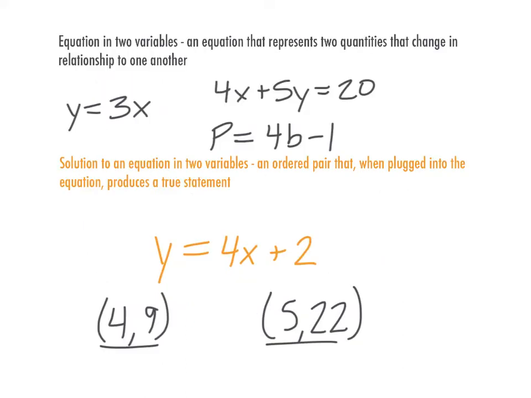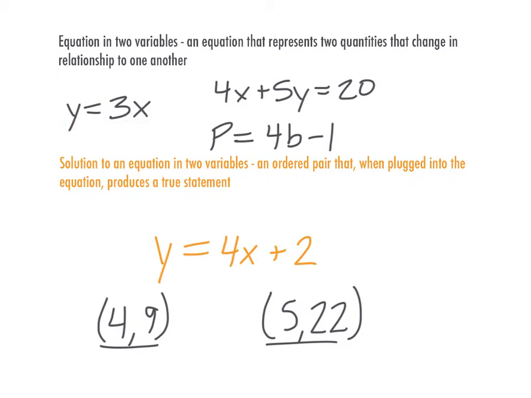Alright, so what is an equation in two variables? Well, it's just an equation that represents two different quantities that change in relationship to one another. Most equations that we end up writing really are equations in two variables because we always have things that affect another thing. Okay, if I have spent this much money, how much do I have left over? Both of those can be variables. So this is an example.